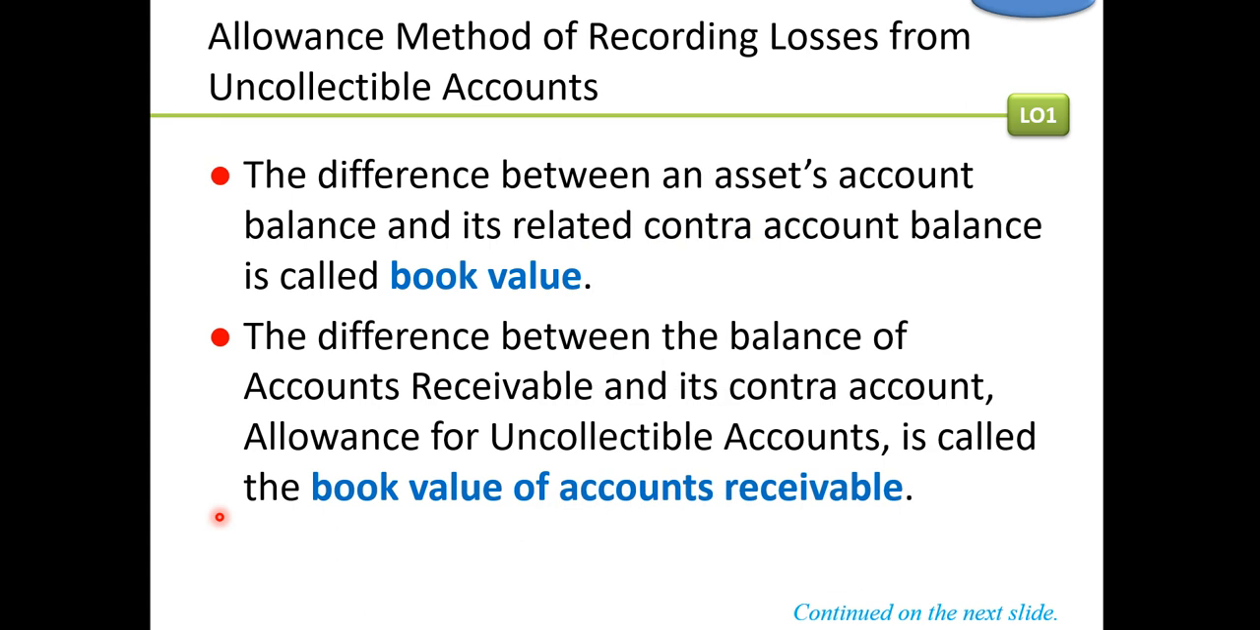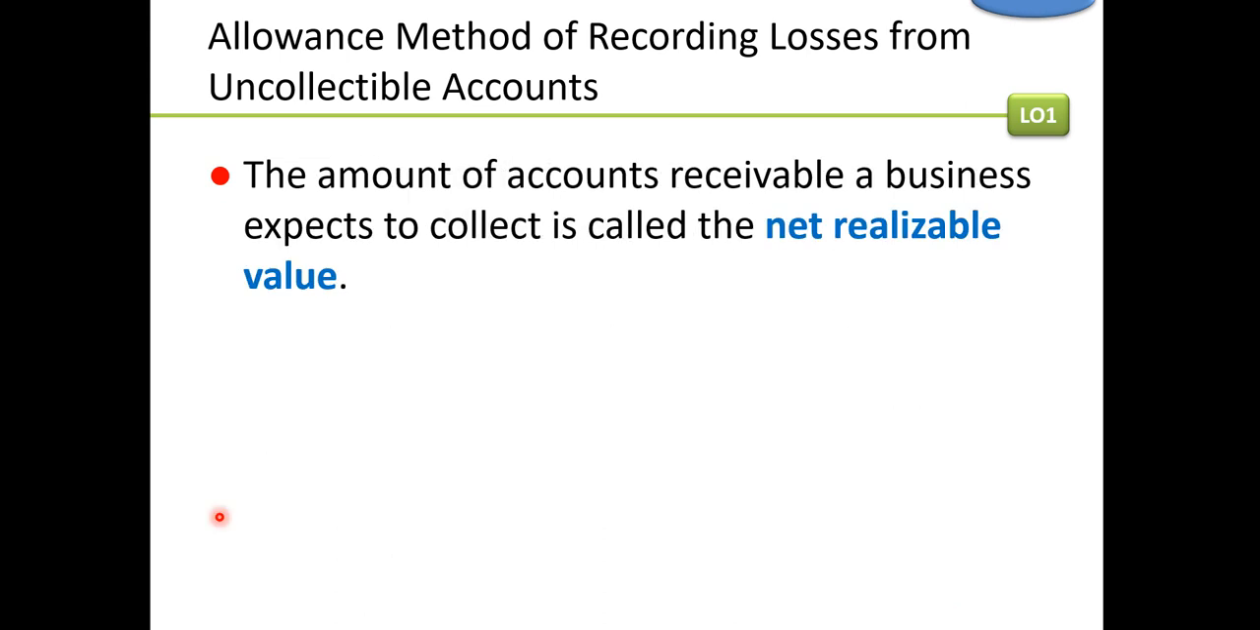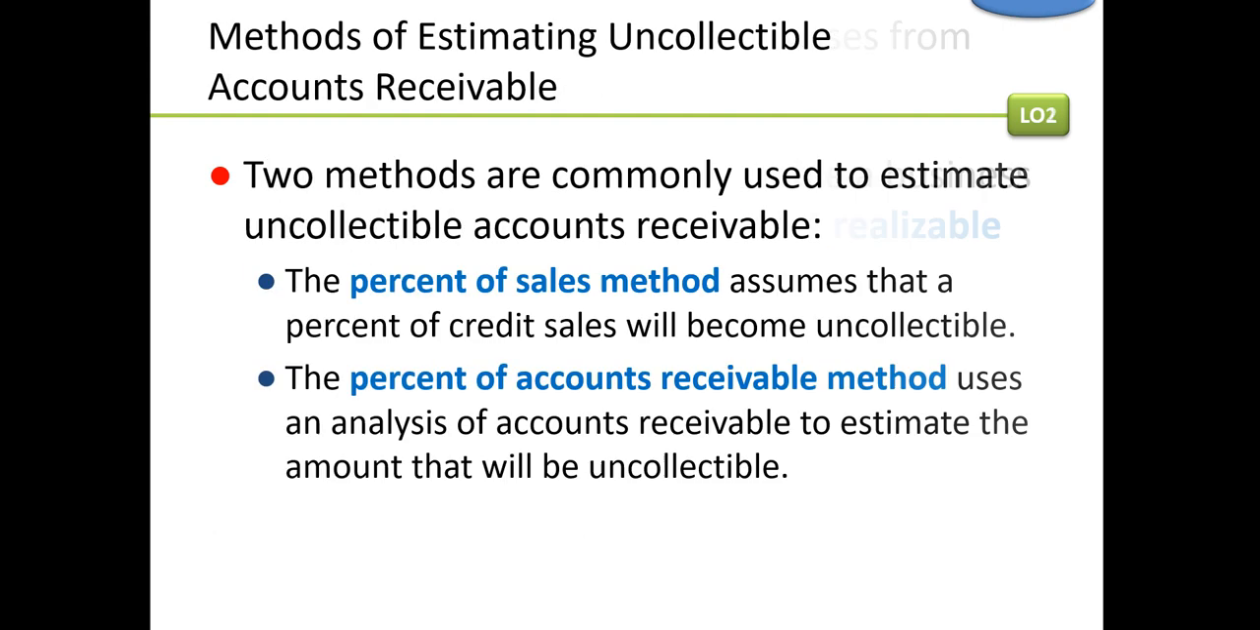And the difference between the two account balances is called the book value. If you're doing it on your accounts receivable to the uncollectibles account, it is the book value of your accounts receivable. The amount of receivable that a business expects to collect is called the net realizable value. So the ones you're expected to collect from is your net realizable value. The other is what you're expected not to collect.